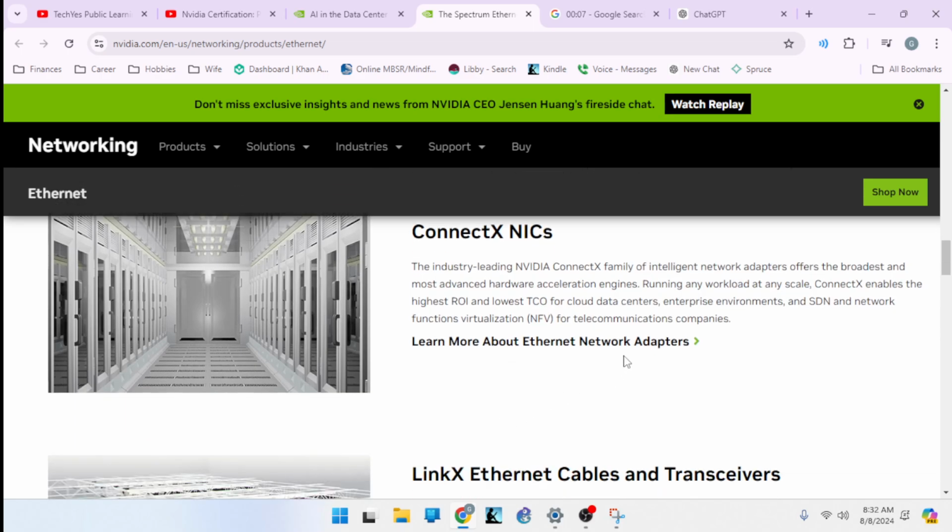ConnectX NICs. The industry-leading NVIDIA ConnectX family of intelligent network adapters offers the broadest and most advanced hardware acceleration engines running any workload at any scale. ConnectX enables the highest ROI and lowest TCO. So ROI is rate of return, TCO total cost of ownership for cloud data centers, enterprise environments, and SDN and network functions virtualization NFV for telecommunications companies.